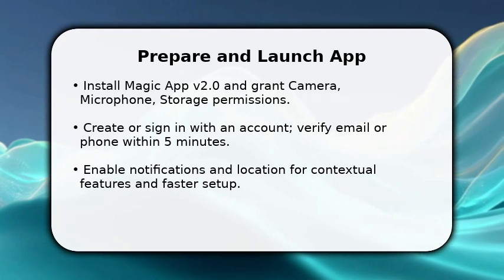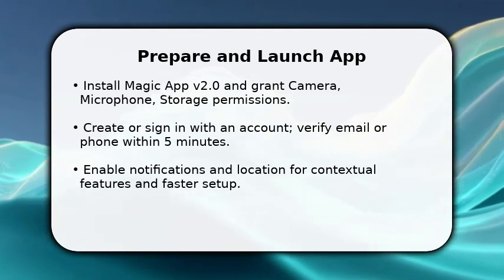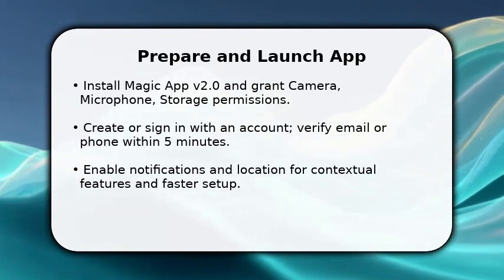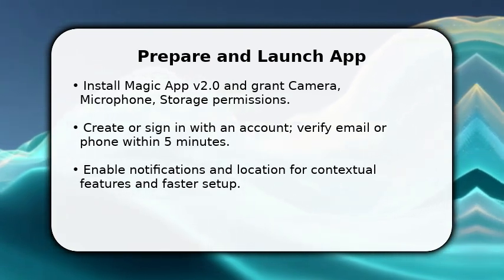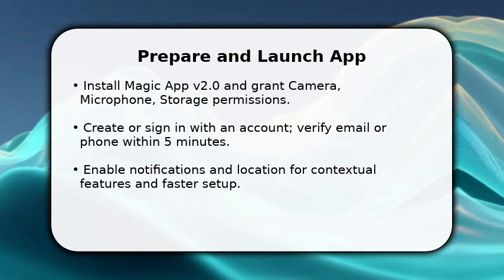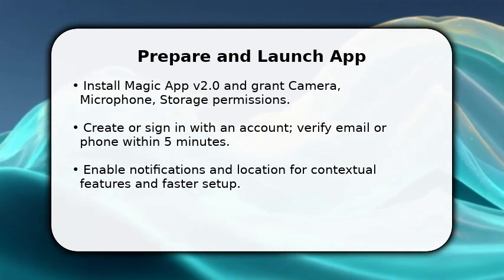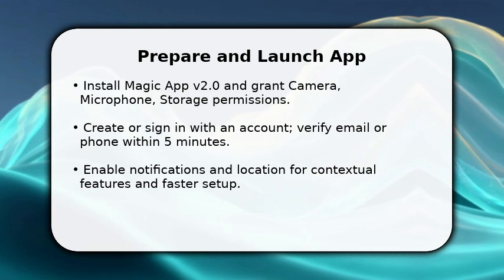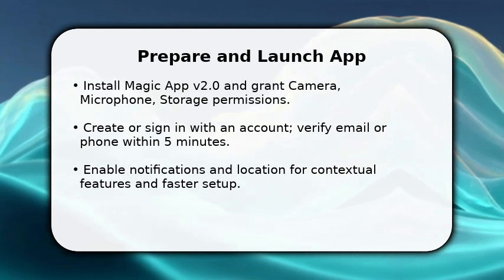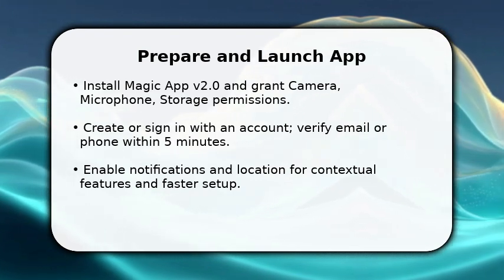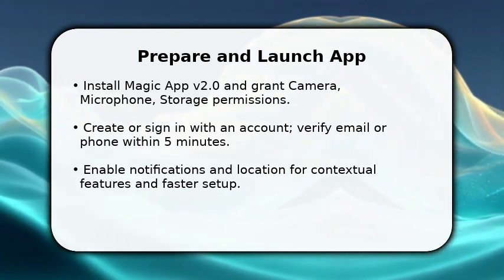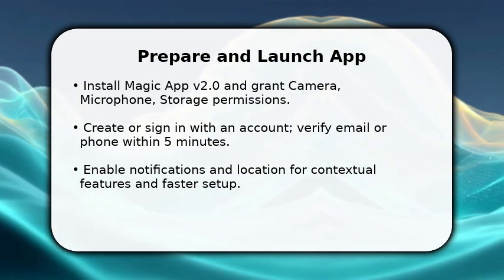You start by opening Magic app and granting the core permissions it needs. This ensures features will run smoothly. Once signed in, complete the quick profile prompts so the app can personalize suggestions. That's why verification matters. Next, enable notifications and location so real-time events and context-aware tools activate. Make sure to accept any optional data sync if you want cross-device continuity.